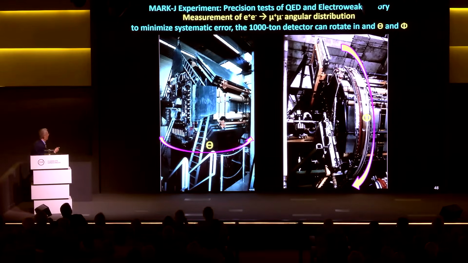So the first measurement is to measure QED, namely continue to look for the size of the electron to see whether the electron has a measurable size. And we also measure the mu plus mu minus angular distribution to see the Z0 effect. And in order to avoid systematic error, this detector, which weighs 1,000 tons, can be rotated in theta and in phi to average out systematic errors.